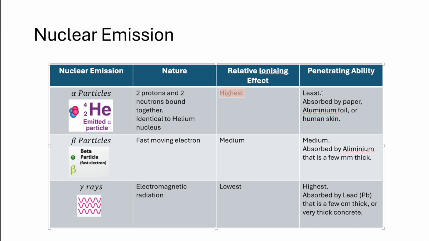However, it has the least penetration ability, so it's easily absorbed by a piece of paper. The next one is the beta particle, and that is just a fast-moving electron, and its ionizing effect is slightly lesser and it is absorbed by a few millimeters thick of aluminium. Gamma rays, on the other hand, are just electromagnetic radiation, where an unstable nucleus dissipates its energy out. It has the lowest ionizing effect. However, it has the greatest penetration power, which can only be stopped by several centimeters thick lead.